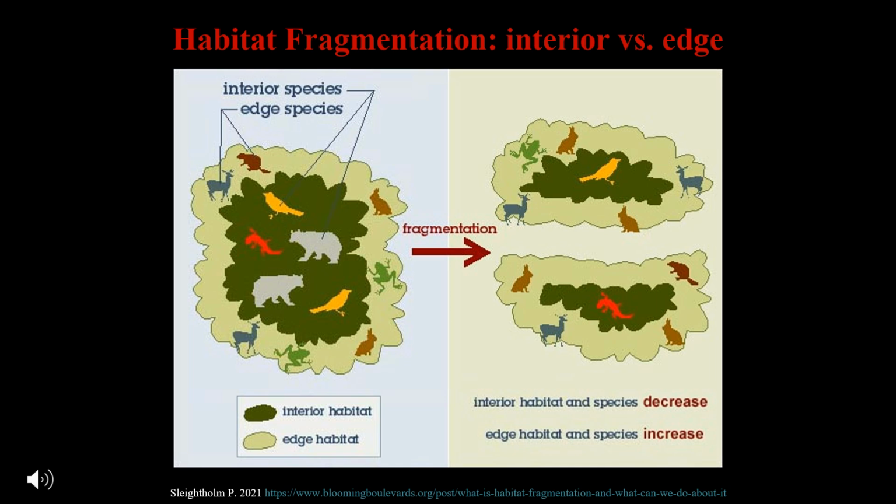This is why habitat fragmentation causes local extinctions of the so-called interior species, the ones that need a large amount of untouched, pristine environment, and these interior species will be replaced by species that are more tolerant to human disturbance, the so-called edge species, which are able to survive also in partially disturbed habitats, as is the edge habitat.